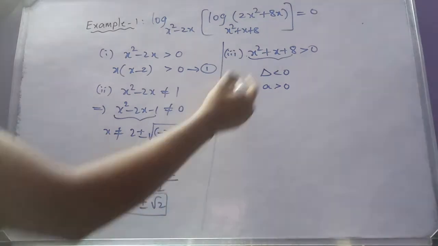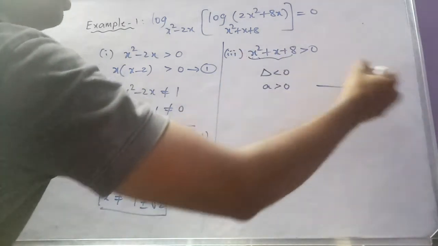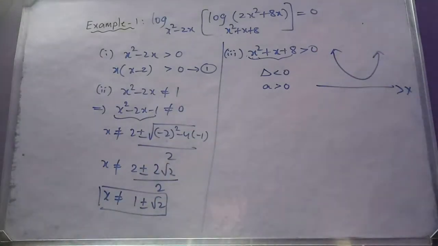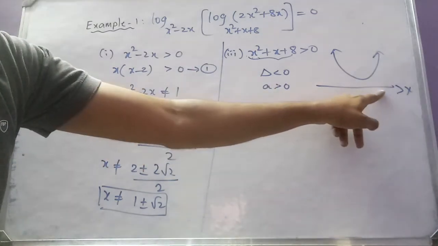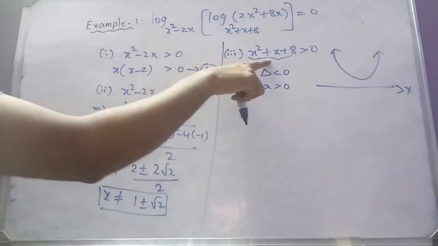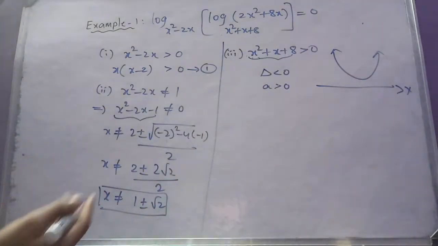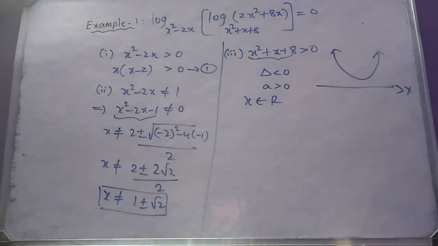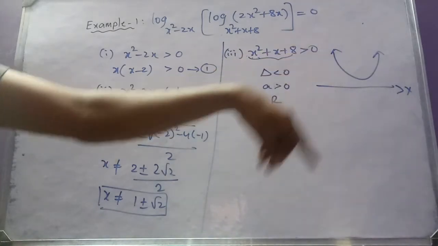So the graph of this quadratic expression x square plus x plus 8 will be an upward parabola without intersecting the x-axis at any point. Which means for any input, f of x is always greater than 0. This f of x is greater than 0 for all x belongs to R. Therefore, the solution set of this is x belongs to R, because for every input, x square plus x plus 8 is always greater than 0.